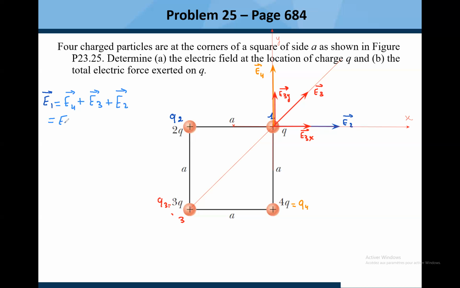E4 equals E4x plus E4y. We don't have E4x. It has only a y component. So we can delete E4x. We have only E4y plus E3, which has two components, E3x plus E3y. E2 has only an x component, so plus E2.